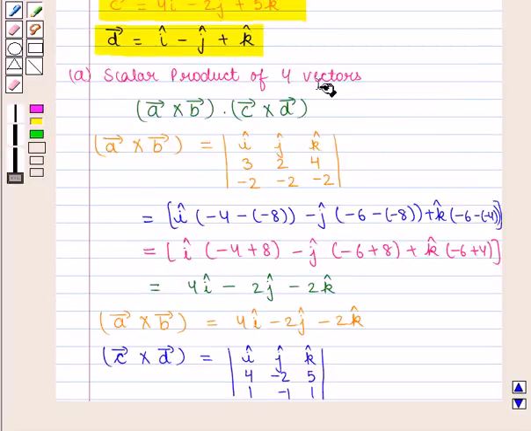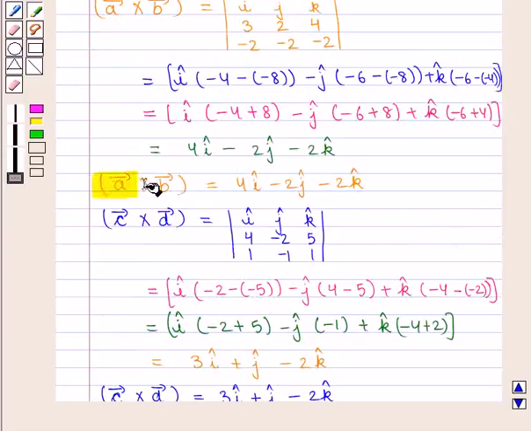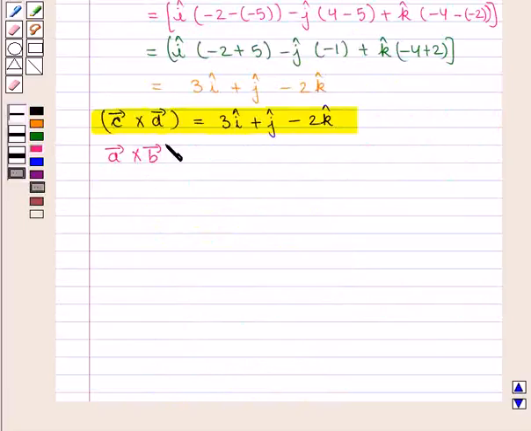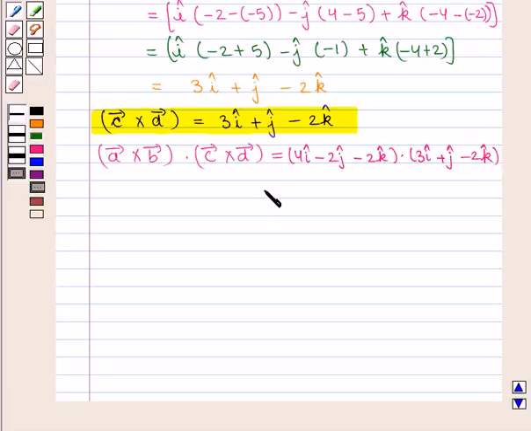We know that the scalar product of the four vectors is given by vector A cross vector B dot vector C cross vector D. Vector A cross vector B is given by 4i cap minus 2j cap minus 2k cap, and vector C cross vector D is given by 3i cap plus j cap minus 2k cap. So, vector A cross vector B dot vector C cross vector D is equal to 4i cap minus 2j cap minus 2k cap dot 3i cap plus j cap minus 2k cap, which is equal to 4i cap into 3i cap is 12, minus 2j cap into j cap is minus 2, minus 2k cap into minus 2k cap is plus 4, which is equal to 14.